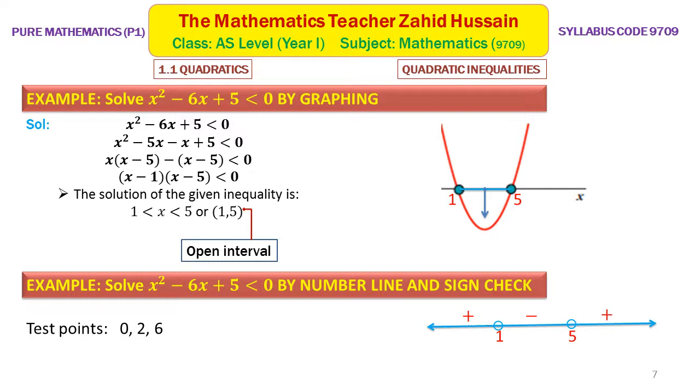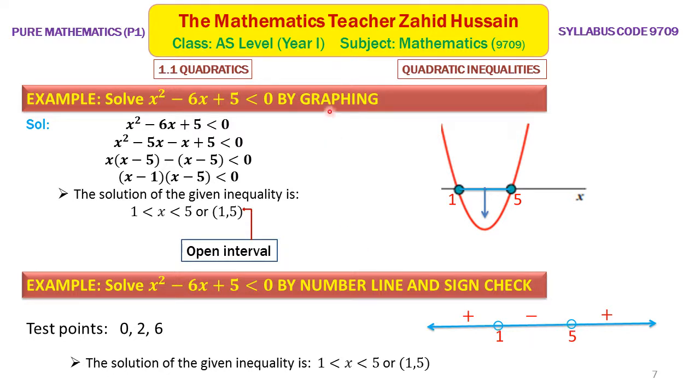We need those values of x where the function is negative, less than, and the function is negative from 1 to 5. 1 is not included and 5 is not included. So all the values of x between 1 and 5. So the solution of the inequality is x greater than 1 and less than 5.